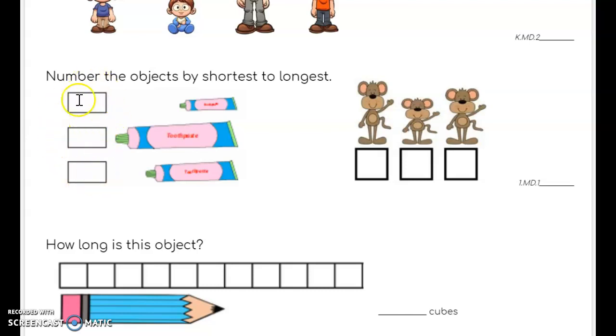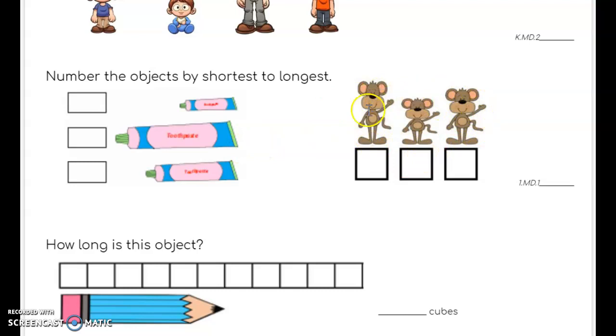So again, here are your boxes. This is where you're putting your 1, 2, and 3, but you have to put it in order from shortest to longest. Number 1 is your shortest toothpaste, number 2 is your medium toothpaste, and number 3 is your longest toothpaste.